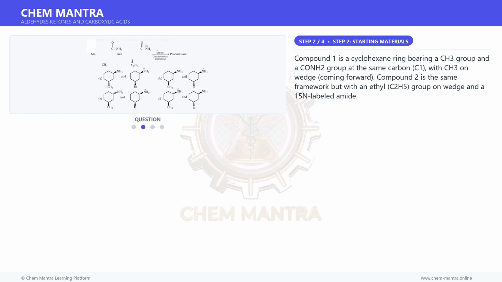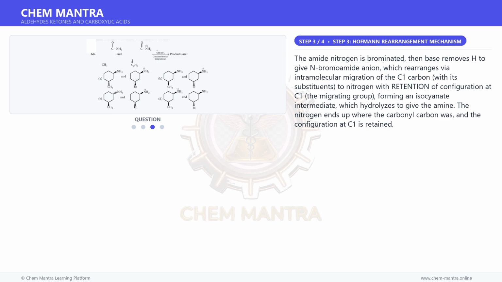Compound 1 is a cyclohexane ring bearing a CH3 group and a CONH2 group at the same carbon, C1, with CH3 on wedge, coming forward. Compound 2 is the same framework but with an ethyl, C2H5, group on wedge and a 15N labeled amide. Moving on to the next step.